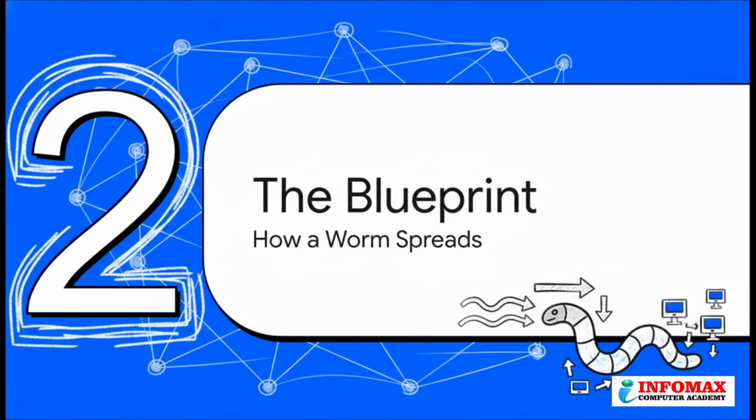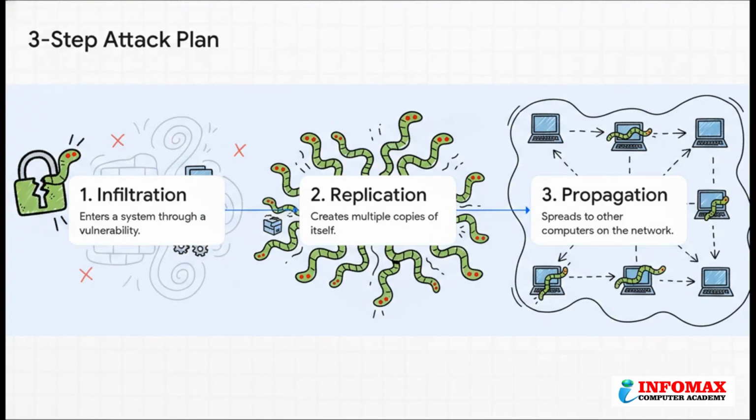Okay, so now we know what it is, but how does it actually do its dirty work? Let's take a look at the blueprint for an attack to really break down a worm's method for getting in and spreading out. It's a pretty simple and, honestly, a devastatingly effective three-step plan. First up, infiltration. The worm finds a way into a system by exploiting some kind of security vulnerability. Think of it like a digital window you didn't even know you left unlocked. Once it's inside, it moves to step 2, replication, where it starts making countless copies of itself. And finally, propagation. It uses the network to send all those copies out, infecting every other computer it can find.